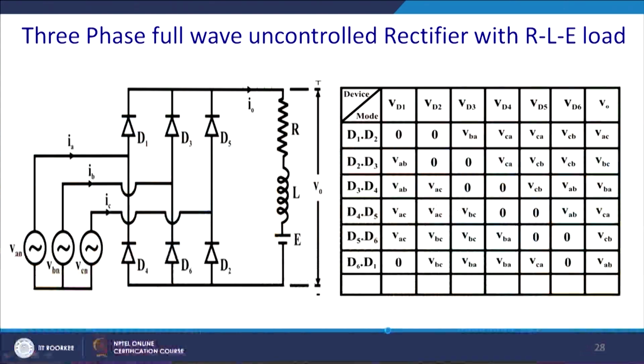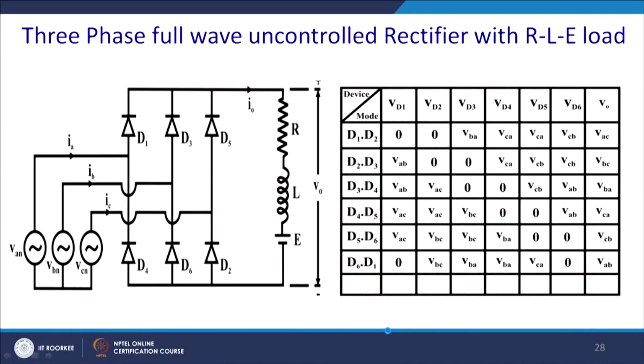Now, we have discussed that this configuration is not preferred, because it leads to the saturation of the transformer and the rate of conversion of the power is very low, so generally we use full control devices. Let us consider the 3 phase full wave uncontrolled rectifier with an RLE load.